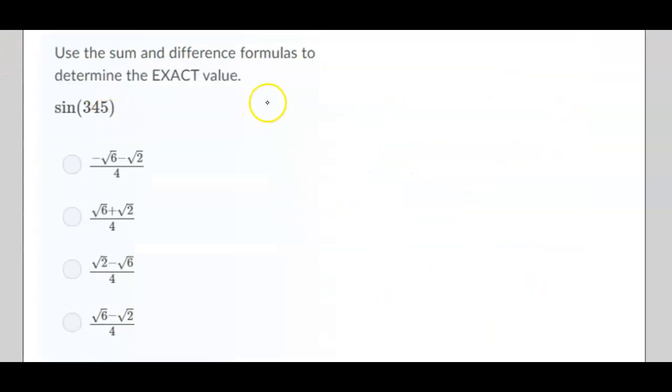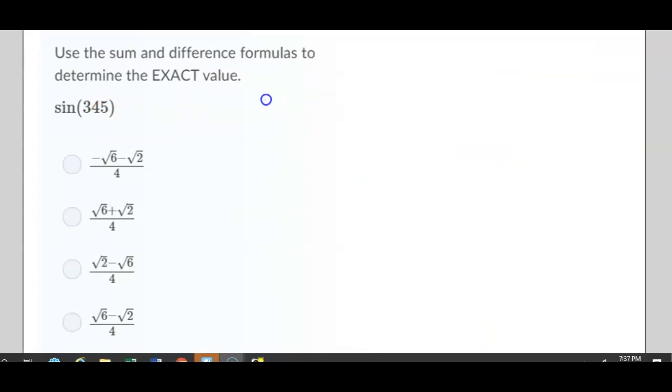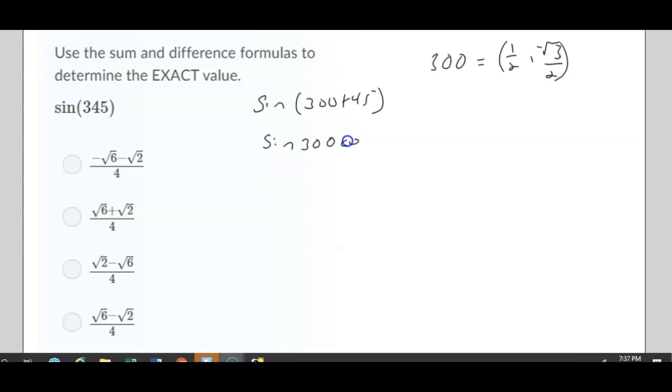Again, we've got sine of 345. We're going to do sine of 300 plus 45 again. And remember, 300 is the point with negative radical 3/2. So when we solve this one, it's sine of 300 cosine of 45, plus cosine of 300 sine of 45.